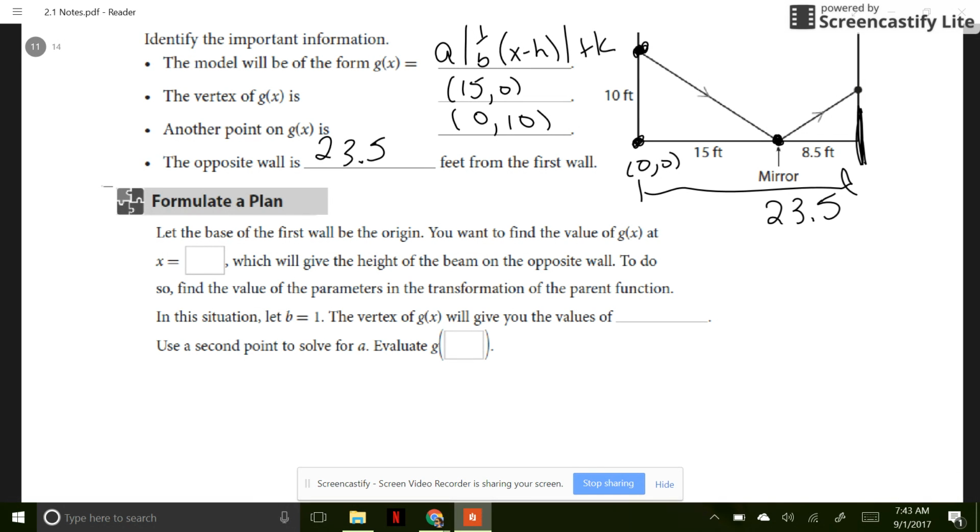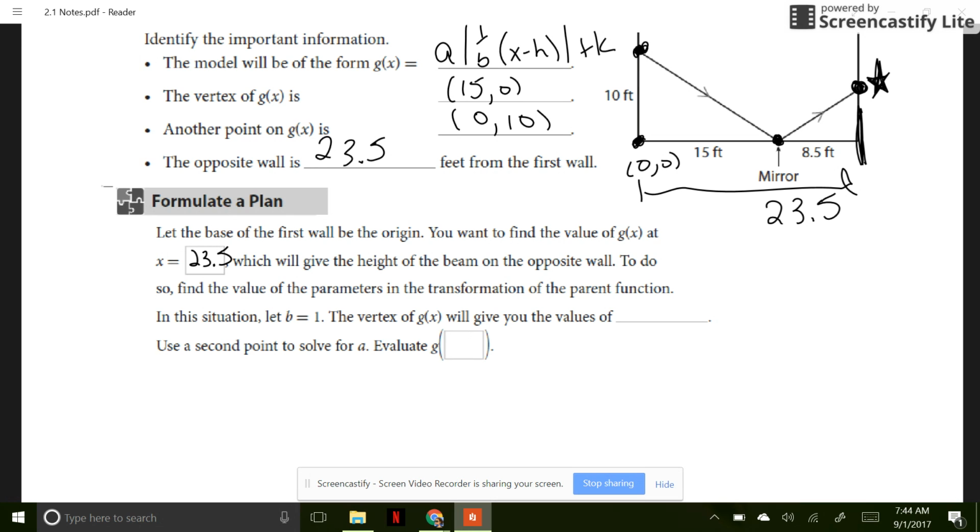So we want to formulate a plan. Let the base of the first wall be the origin. We have that right here, our origin. So we want to find the value of g of x, where x is 23.5. We're trying to figure out what this point over here is, where we hit the wall. That gives the height of the beam on the opposite wall.